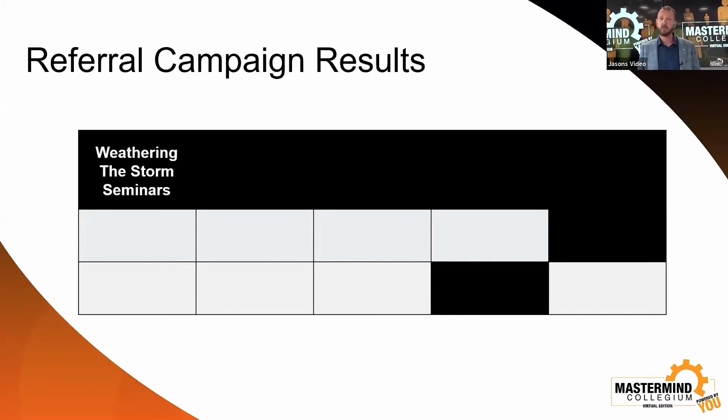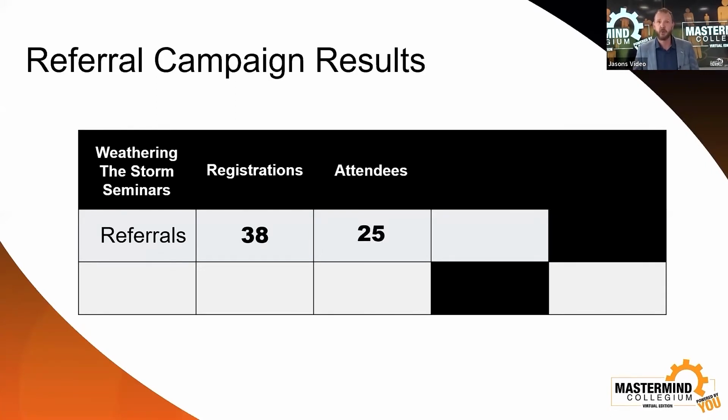So Weathering the Storm is the name of the campaign. Have a whole process we'll talk about in a moment for that. So for referrals, here's our results. We got 38 referrals registered, loved ones of our clients. 25 of them showed up, and out of those 25, once we did fit calls, we got it down to 7 first appointments that qualified to go into a step 1 first appointment meeting with our firm.